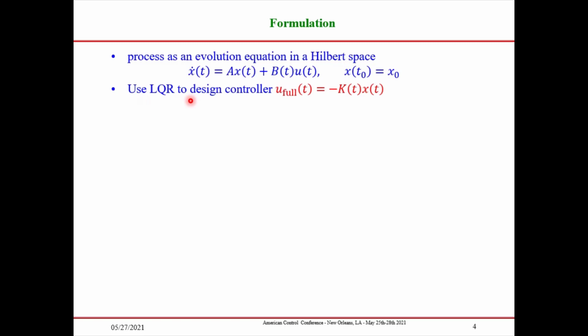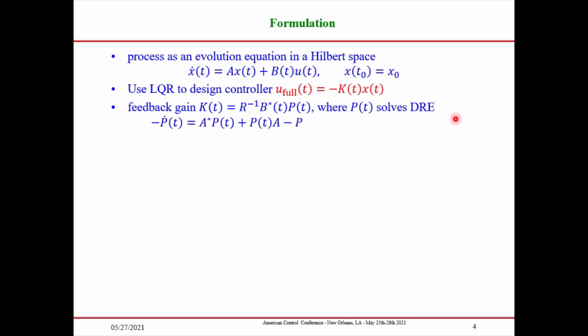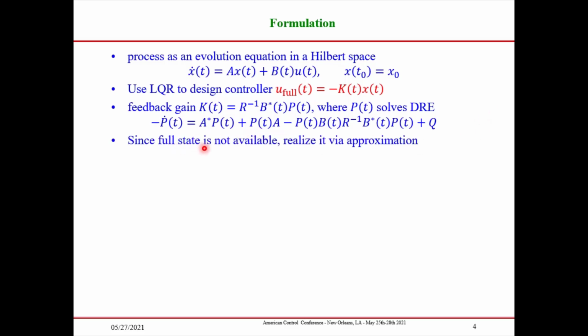I'm going to use LQR to design a controller which cannot be implemented because it requires X, which is the state, and is not available. The feedback gain is given by this expression, where P solves the operator differential Riccati equation, given by this expression here. Since you don't have access to the full state, you need to realize this via an approximation, and this is the approximation I want to use. I want to approximate this by this one here.